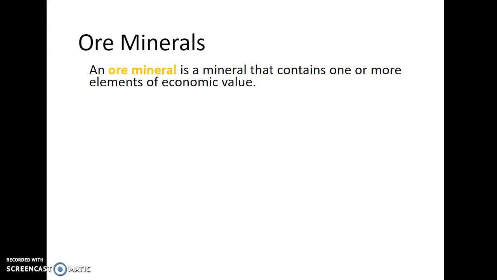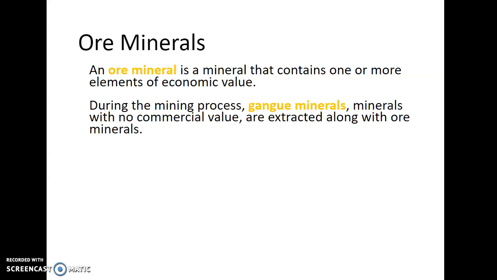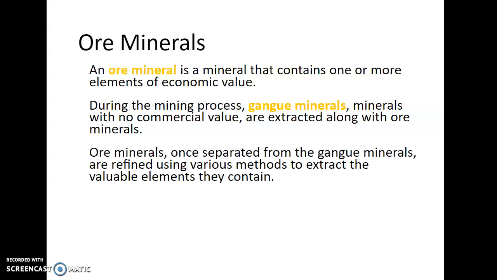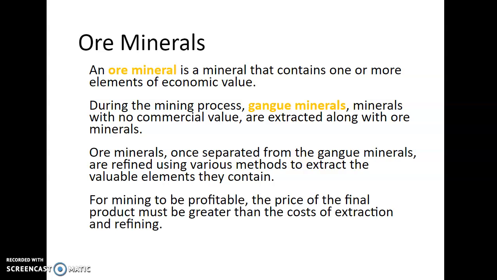An ore mineral is a mineral that contains 1 or more elements of economic value. During the mining process, gangue minerals, minerals with no commercial value, are extracted along with ore minerals. Then ore minerals, once separated from the gangue minerals, are refined using various methods to extract the valuable elements they contain. For mining to be profitable, the price of the final product must be greater than the cost of extraction and refining.